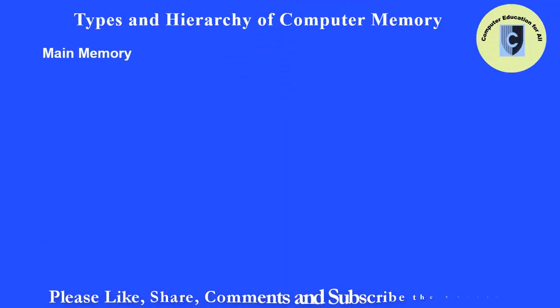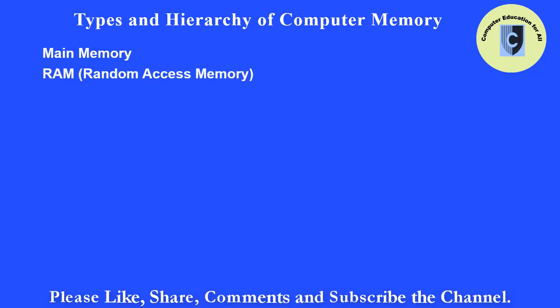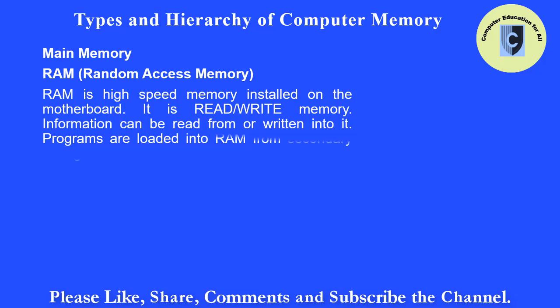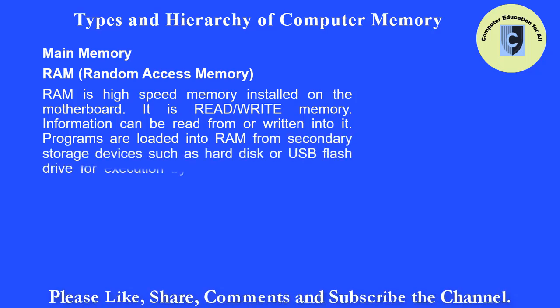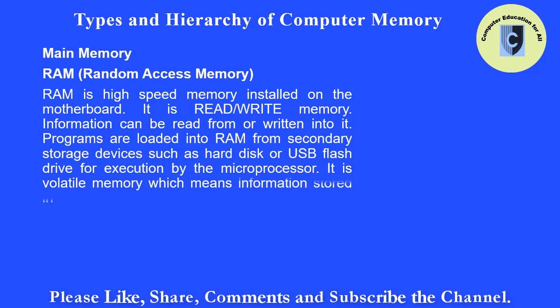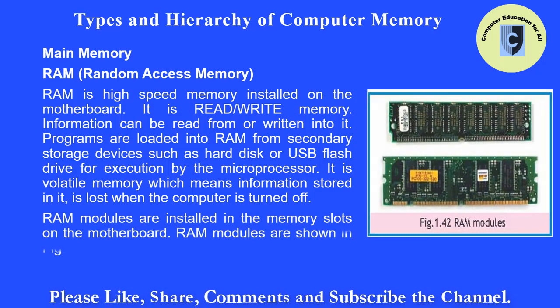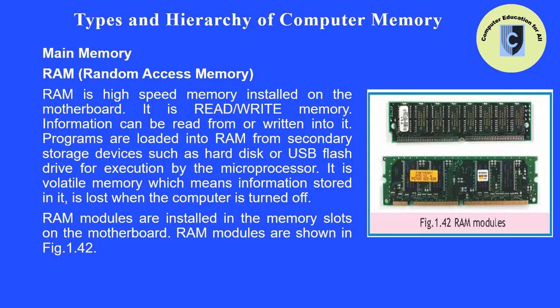RAM, random access memory. RAM is high-speed memory installed on the motherboard. It is read and write memory. Information can be read from or written into it. Programs are loaded into RAM from secondary storage devices such as hard disk or USB flash drive for execution by the microprocessor. It is volatile memory, which means information stored in it is lost when the computer is turned off. RAM modules are installed in the memory slots on the motherboard. RAM modules are shown in Fig. 1.42.